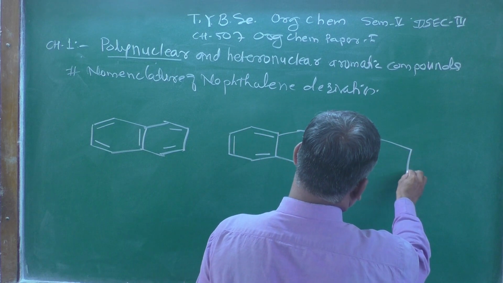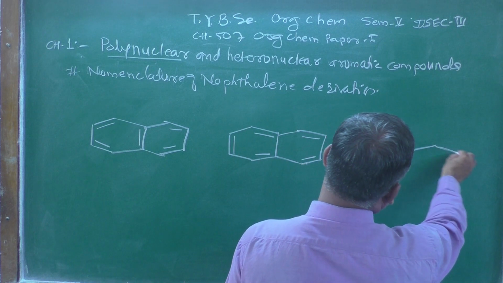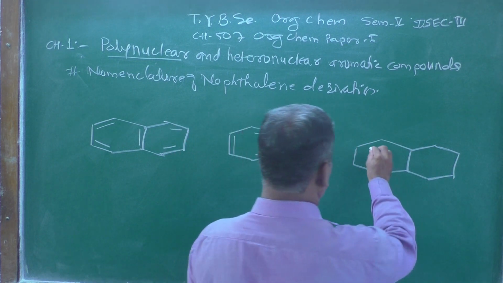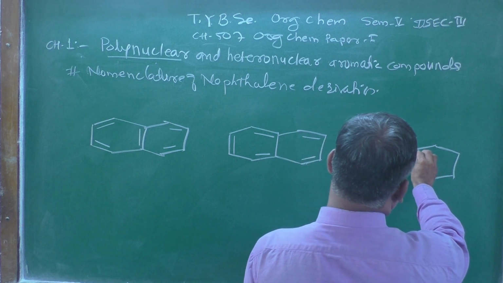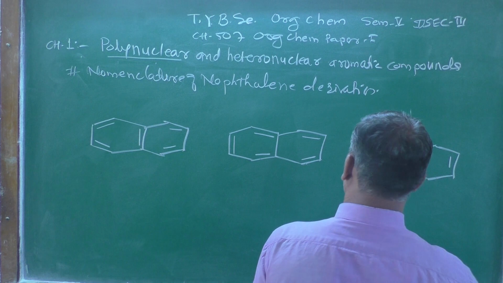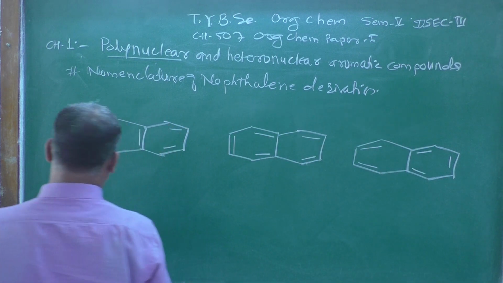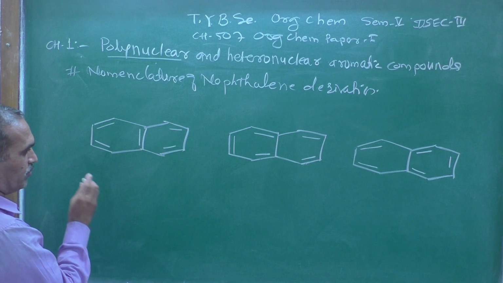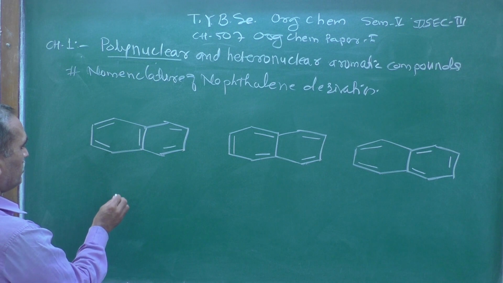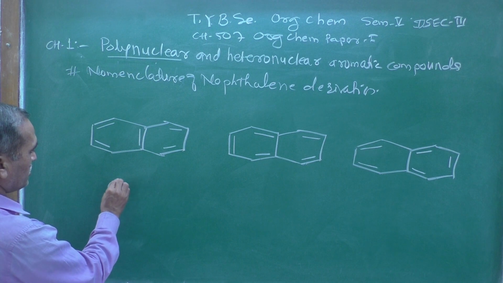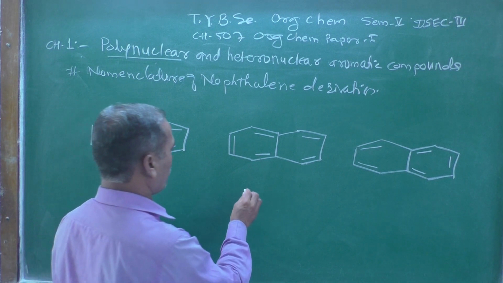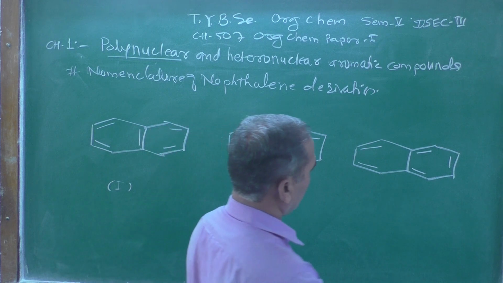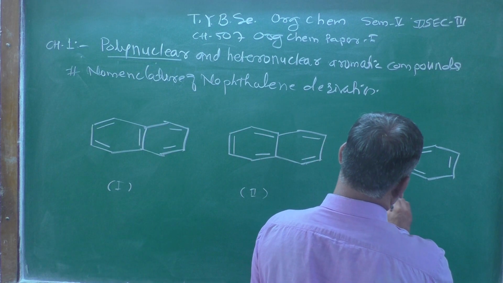Now once again I am representing the structure of naphthalene and putting the double bonds at this position. Now if you observe this structure carefully, what do you see? Let me number the structures. This is structure number 1, this would be structure number 2, and this would be structure number 3.